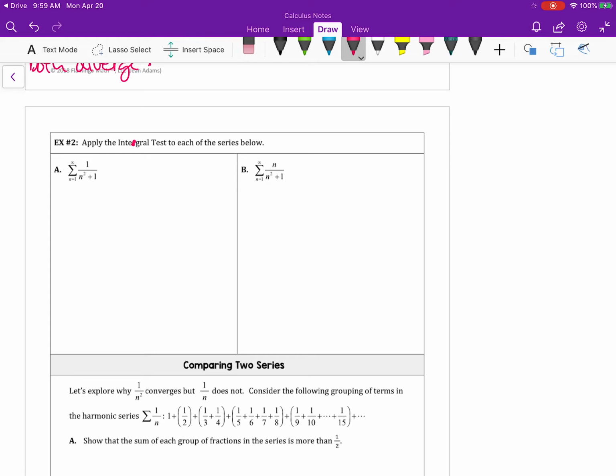And so now, example 2. Apply the integral test to each of the series below. And I see that they spelled integral wrong. Sorry about that. Summation n equals 1 to infinity of 1 over n squared plus 1. So I'm going to say let a sub n equal 1 over n squared plus 1.